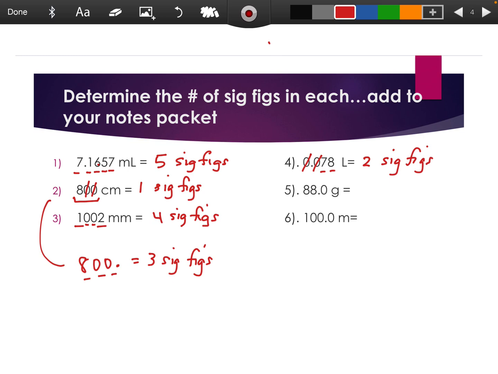All right, number 5, 88.0. The 8 and the 8 are counted because they are not zeros. This final 0 is at the end of the number and after the decimal place, so it does count. So that would be 3 sig figs. And in that case, the 0, the final digit, would be our estimated value.